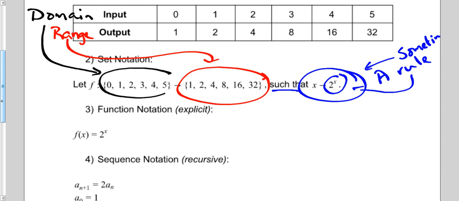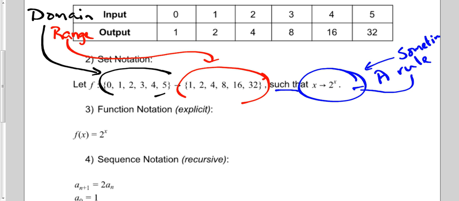A third way to express a function is through explicit function notation. This looks a lot like equations that we've been doing before. And this is f of x equals 2 to the x power. Notice that this right here looks a lot like the table. And indeed, it is the same thing.